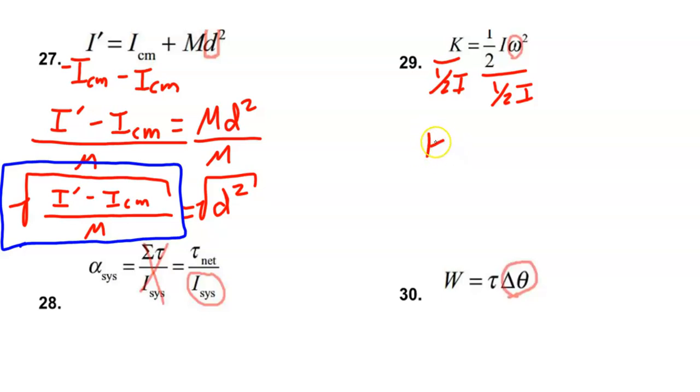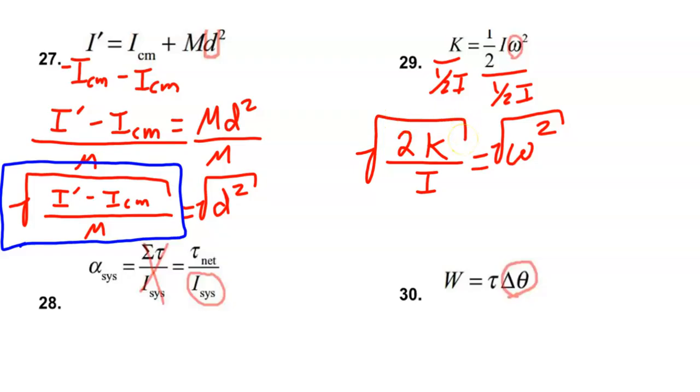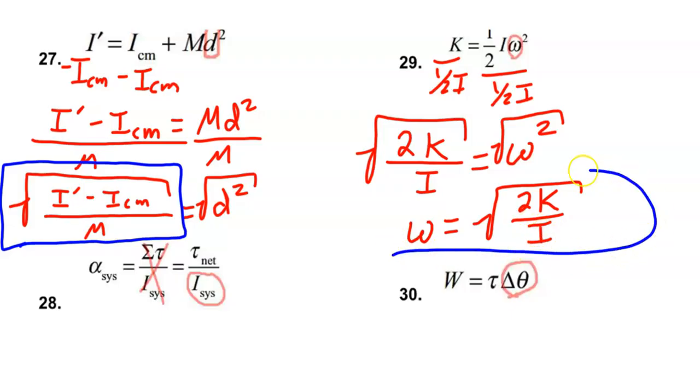Dividing by 1/2 is the same as multiplying by 2. Multiply by the reciprocal when you divide by a fraction. And that equals omega squared. So we're going to square root both sides. And I guess I have room to write it. Omega equals square root of 2k over I. Cool. That wasn't too bad.